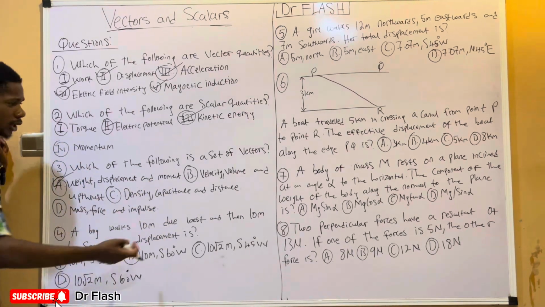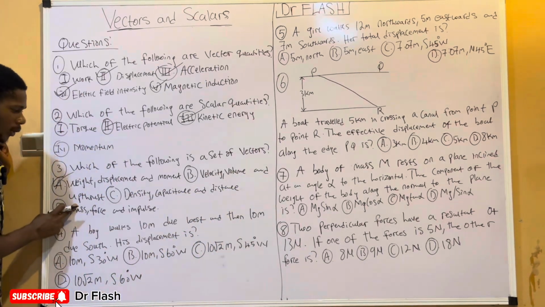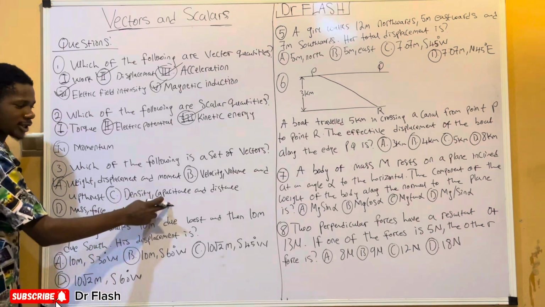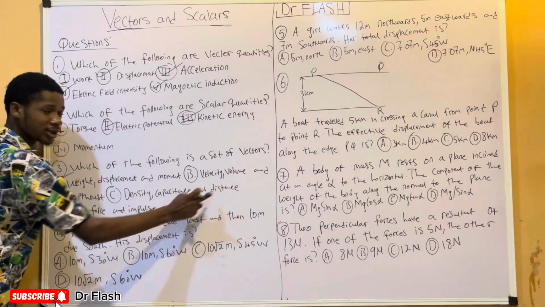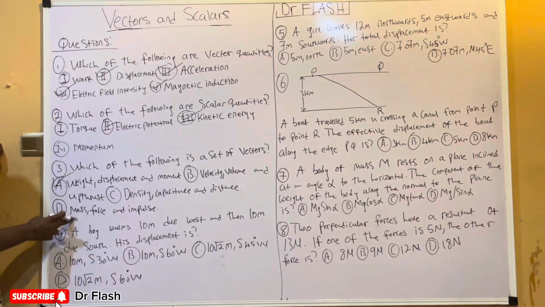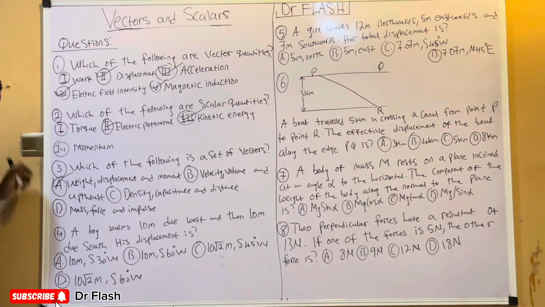But let's review the other options. Velocity is a vector, volume is not, and then force is a vector. Density is not a vector, capacitance is not a vector, distance is not a vector. Rather, displacement is a vector, not distance. And for this one, mass is not a vector, force is a vector, impulse is a vector. Now over to question 4.